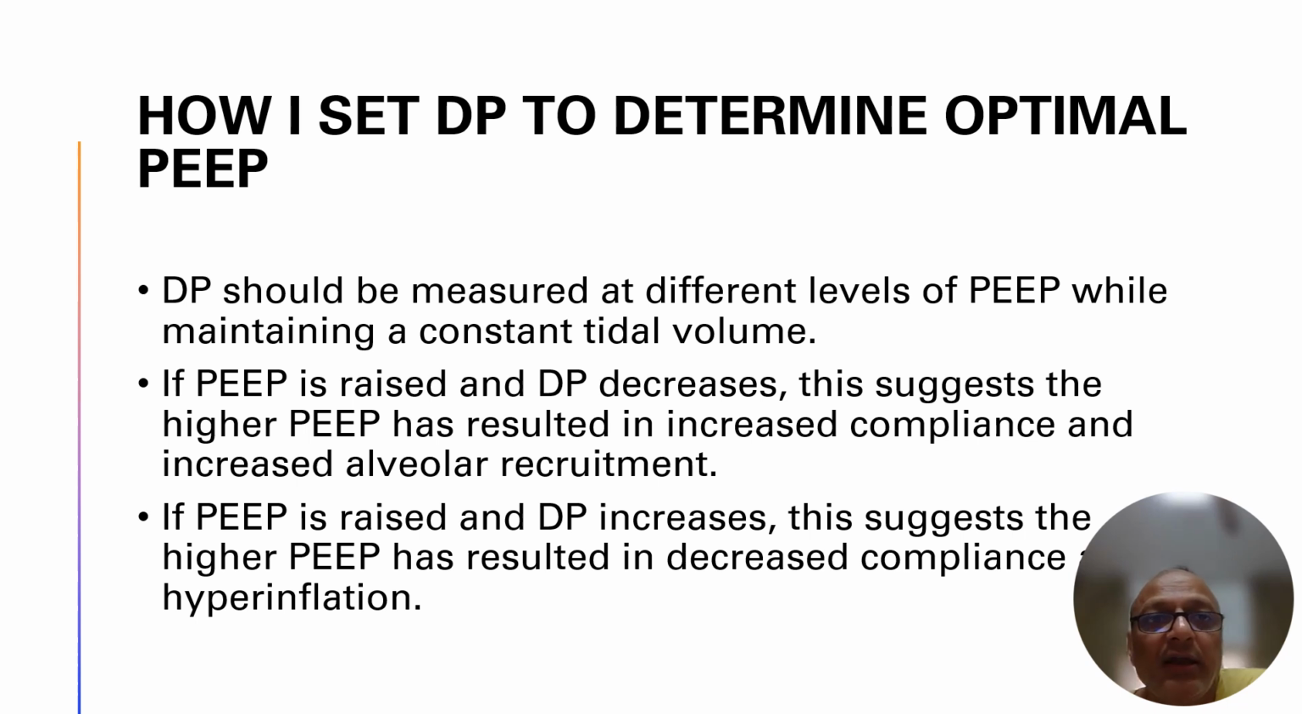So, how do I set driving pressure to achieve optimal PEEP? Driving pressure should be measured at different levels of PEEP while maintaining a constant tidal volume. If PEEP is raised and driving pressure decreases, this suggests the higher PEEP has resulted in increased compliance and increased alveolar recruitment. But if PEEP is raised and driving pressure increases, this suggests the higher PEEP has resulted in decreased compliance and hyperinflation.